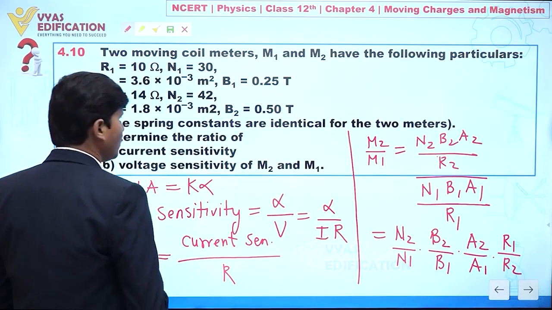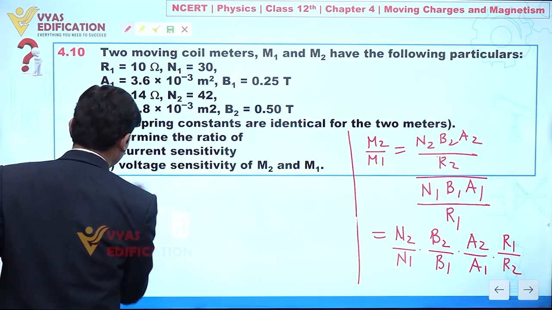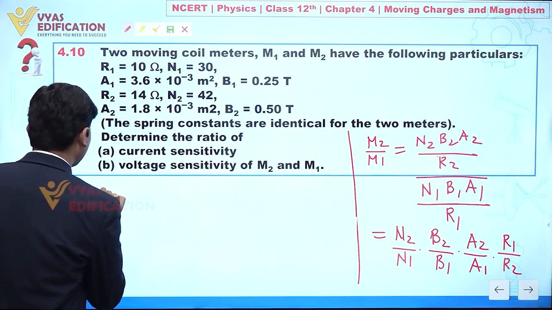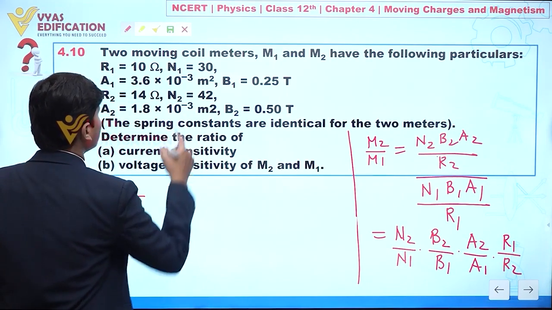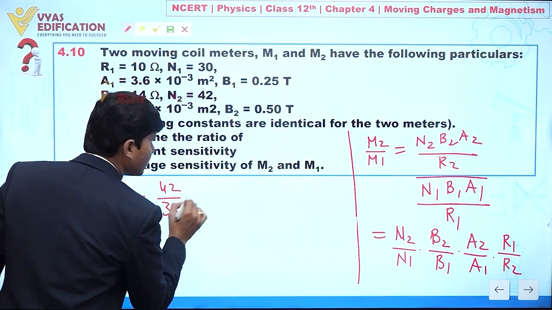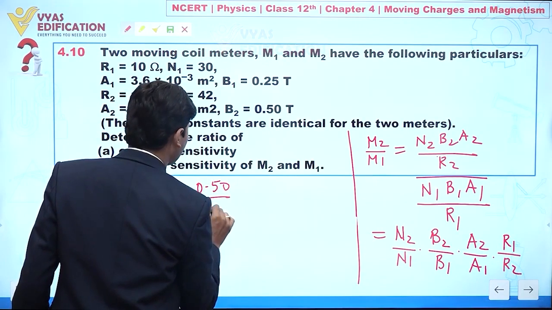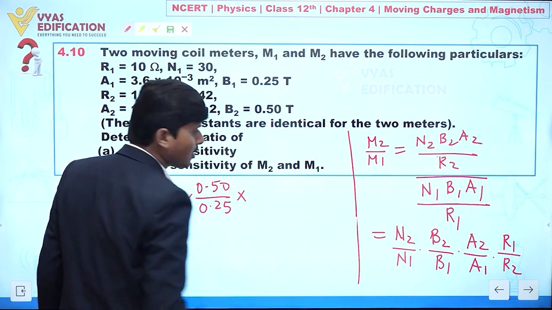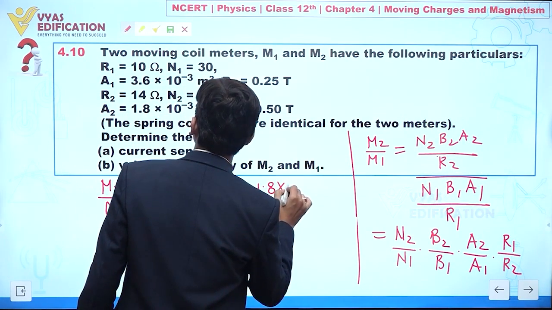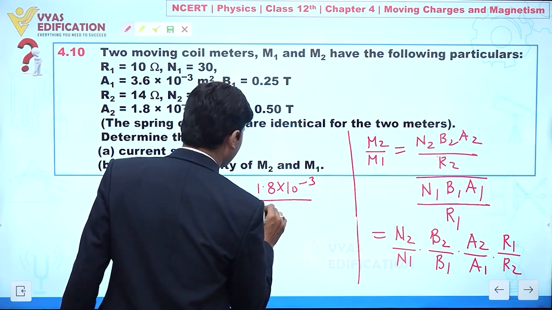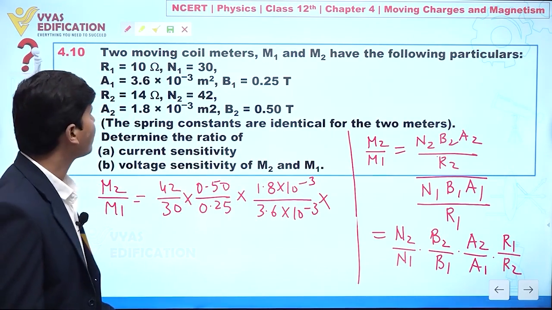Clear everyone? So from here, if we put in all the values, we can directly get our answer. Now we can say M2 by M1, N2 by N1, already we know, 42 by 30. B2 by B1 means 0.50 divided by 0.25. Multiply A2 by A1; A2 is given to you, 1.8 into 10 to the power minus 3, divided by 3.6 into 10 to the power minus 3, and multiplied by R1 by R2.